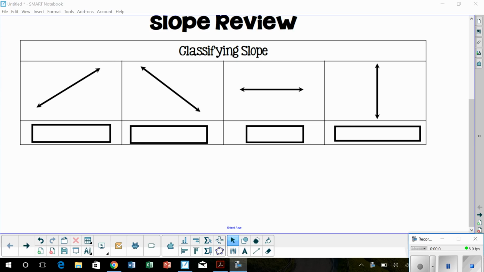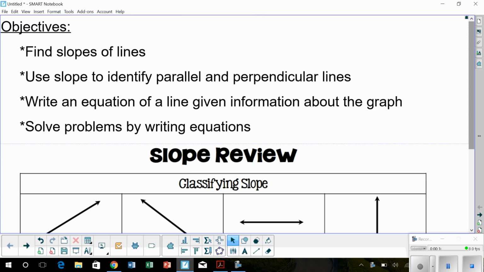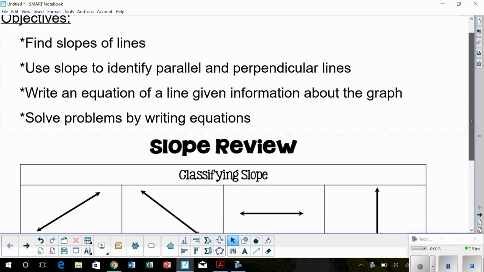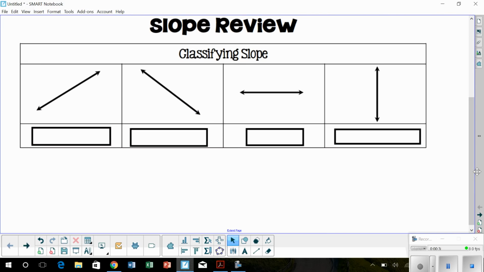Okay, so we're going to do a little bit of review and then give you guys your homework and you'll be good to go. So, first off, the objectives: finding slope of a line, using slope to identify parallel and perpendicular lines. You're going to be able to write an equation of a line, give information about the graph, and then solve those problems by writing an equation. A lot of it we'll do today in this lesson. Actually, it's 2 lessons, and some we'll do on another day.